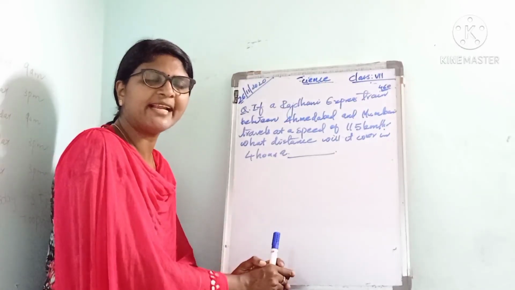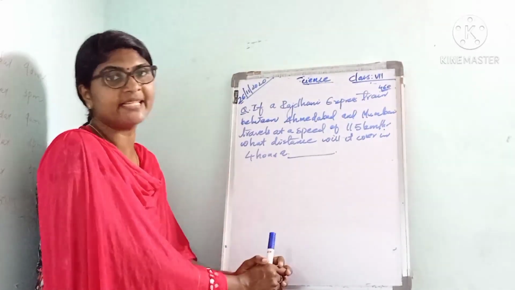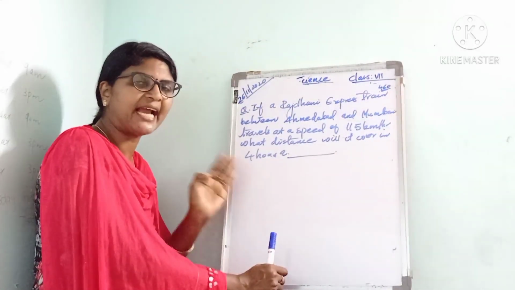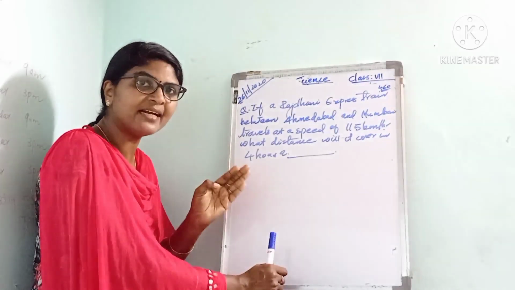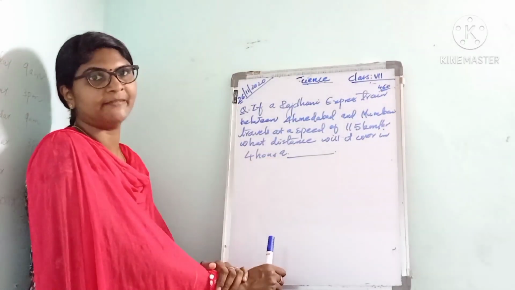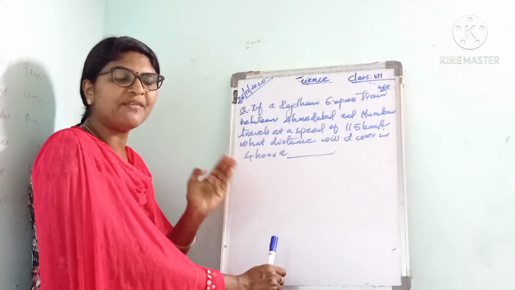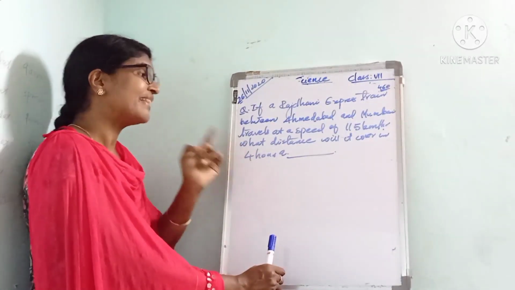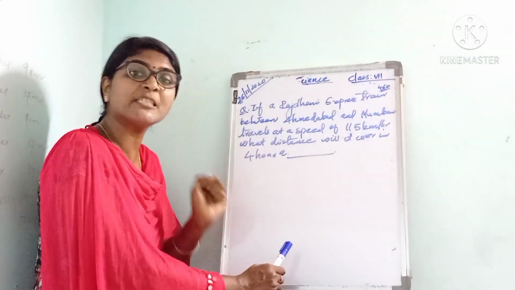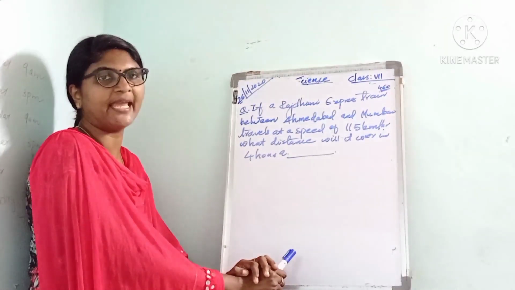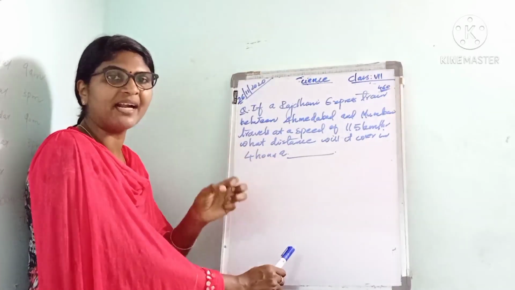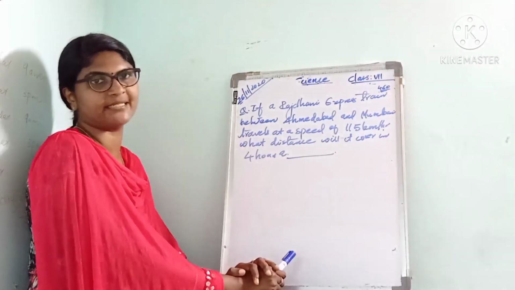Next we can calculate the distance if the speed is known. In the previous numerical we calculated the speed of the train and the distance was given. Next we have to calculate the distance, where the speed is given.